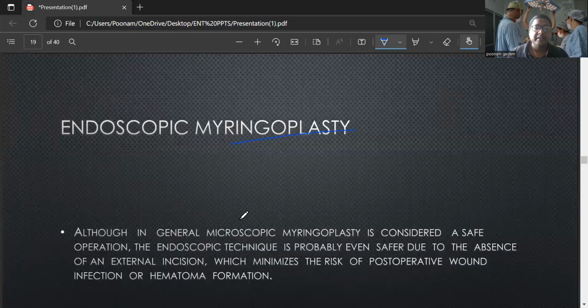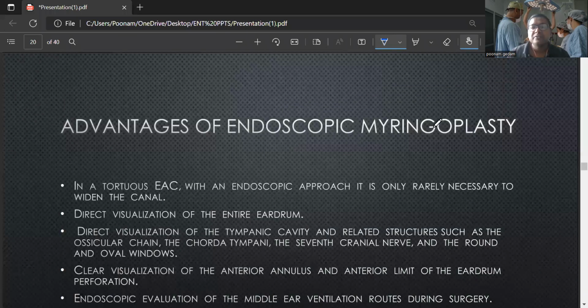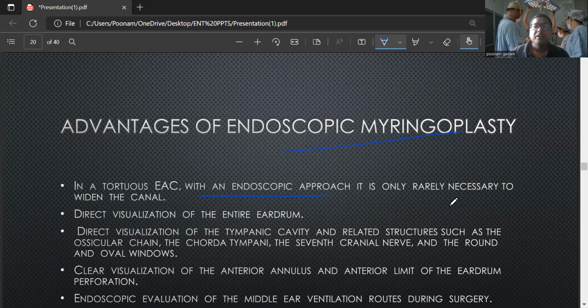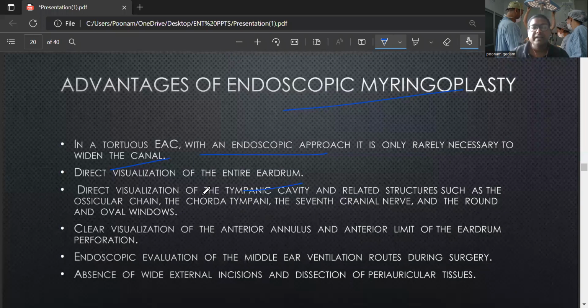Endoscopic myringoplasty. Although in general microscopic myringoplasty is considered a safe operation, the endoscopic technique is probably even safer due to the absence of an external incision, which minimizes the risk of postoperative wound infection or hematoma formation. Advantages of endoscopic myringoplasty: with a tortuous EAC, with the endoscope approach it is only rarely necessary to widen the canal. Direct visualization of the entire eardrum.